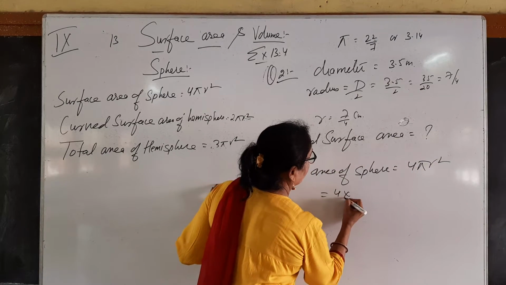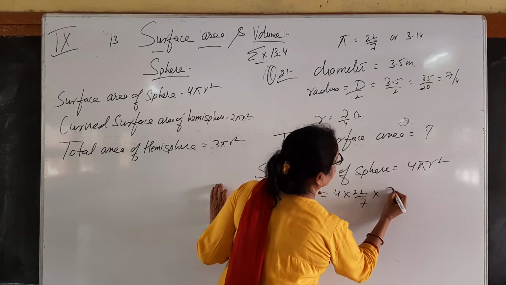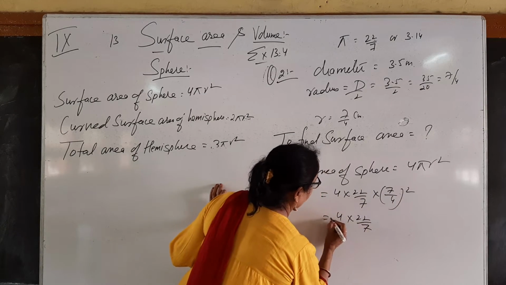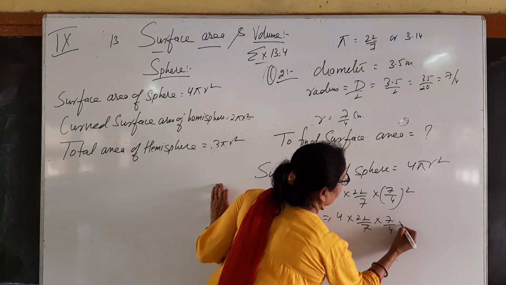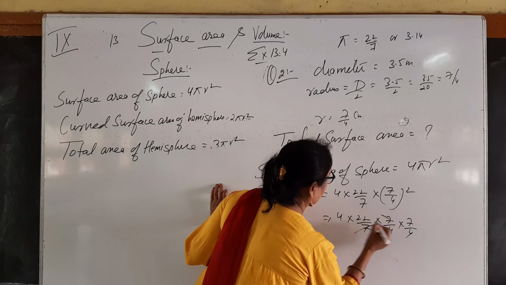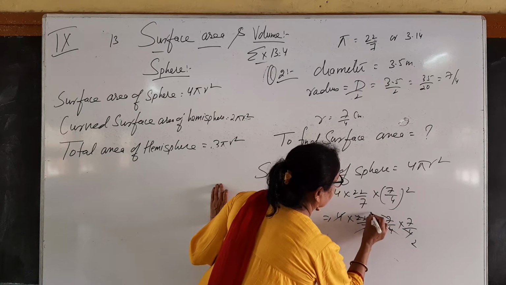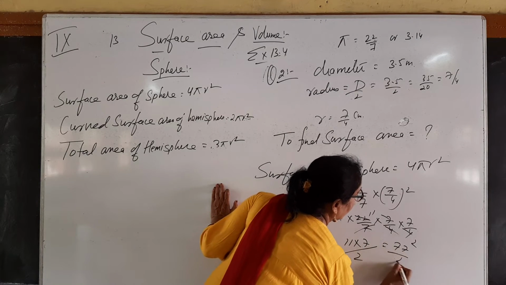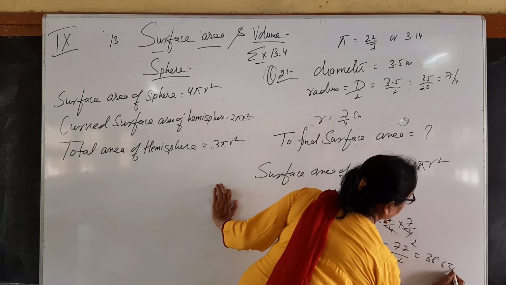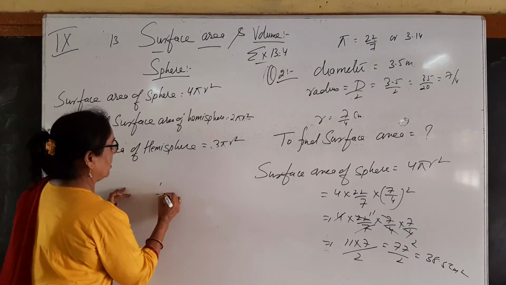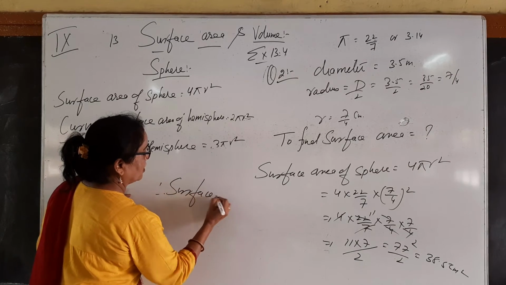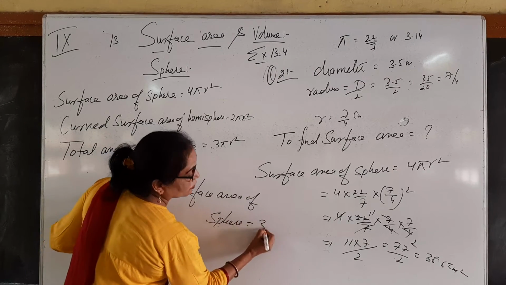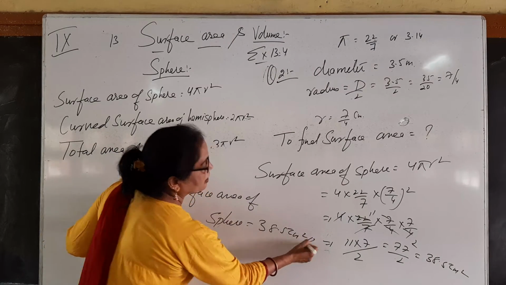So it is 4 into 22 by 7, r is given 7 by 4 whole square. So 4 into 22 by 7 into 7 by 4 into 7 by 4. This 7 cancels, this 4 cancels, this is 2, this is 11. So we will get 11 into 7 by 2, 77 divided by 2, 38.5 square units. Therefore, surface area of a sphere is equal to 38.5 square units, is the answer.